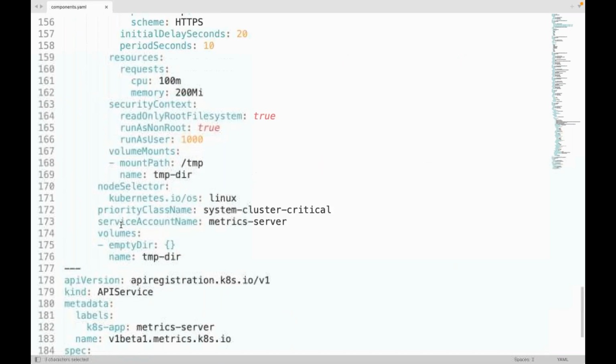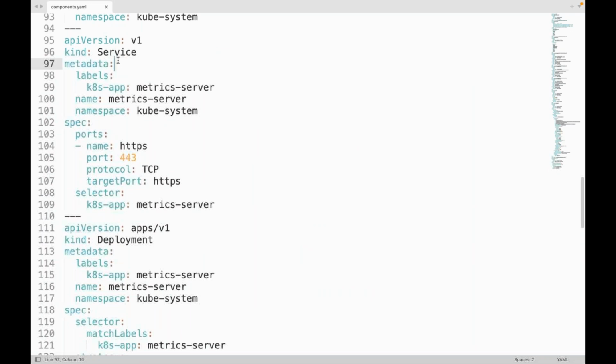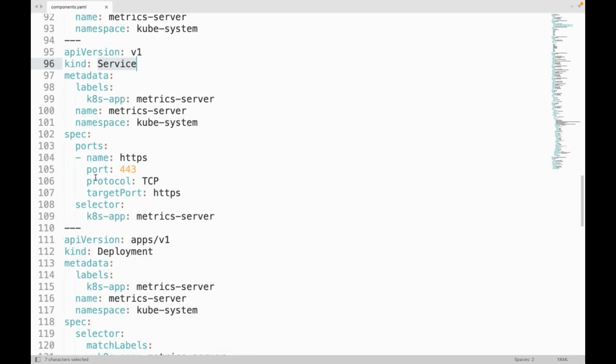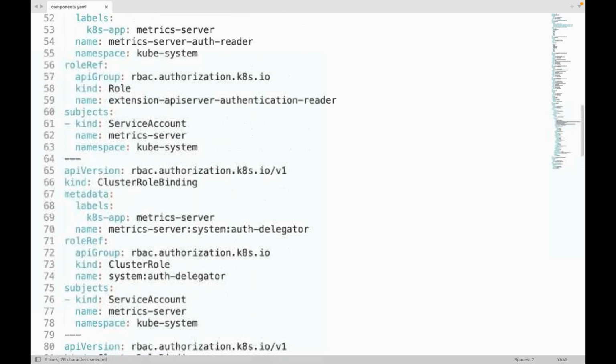And along with this deployment, what other object is getting created? A service. Of which type? The type is not defined. So what type of service will be created for this metric server? What is the default service type, guys? The cluster IP.